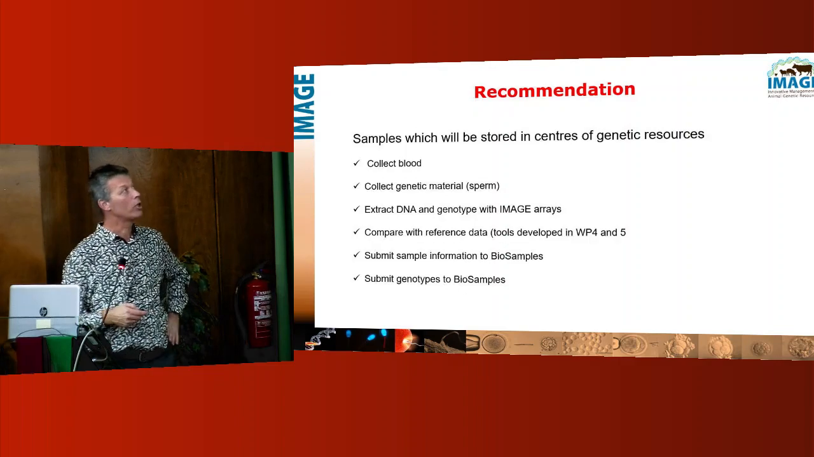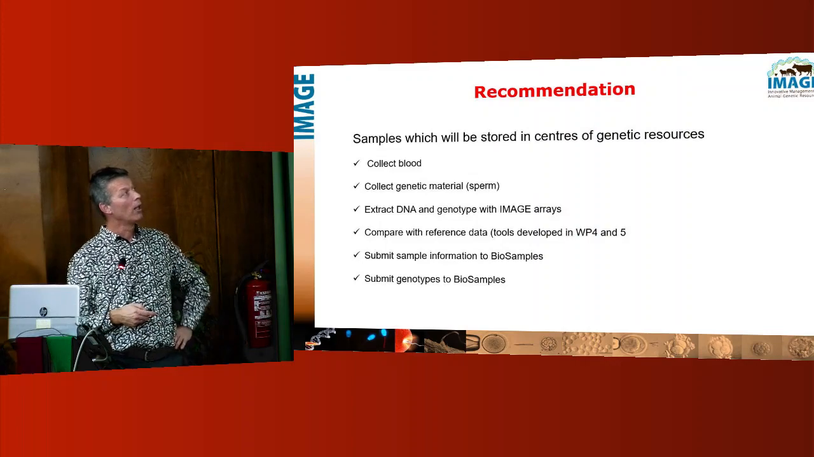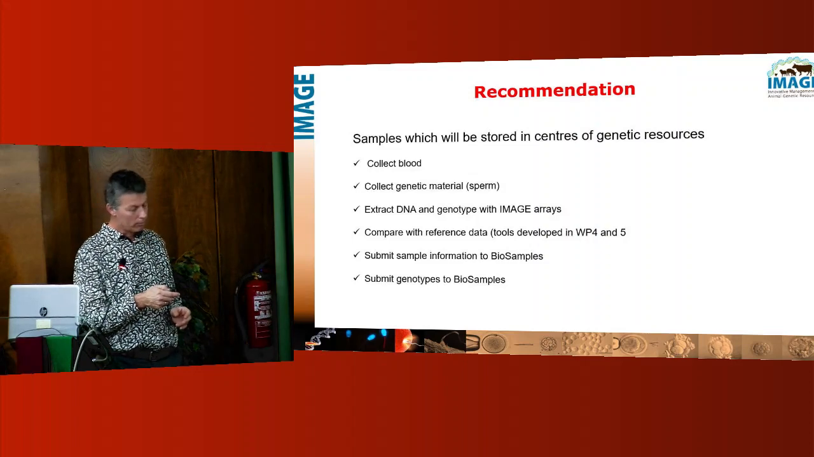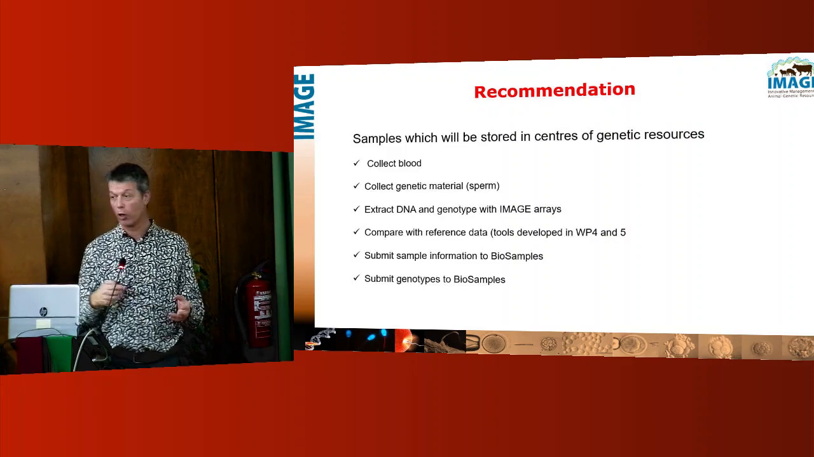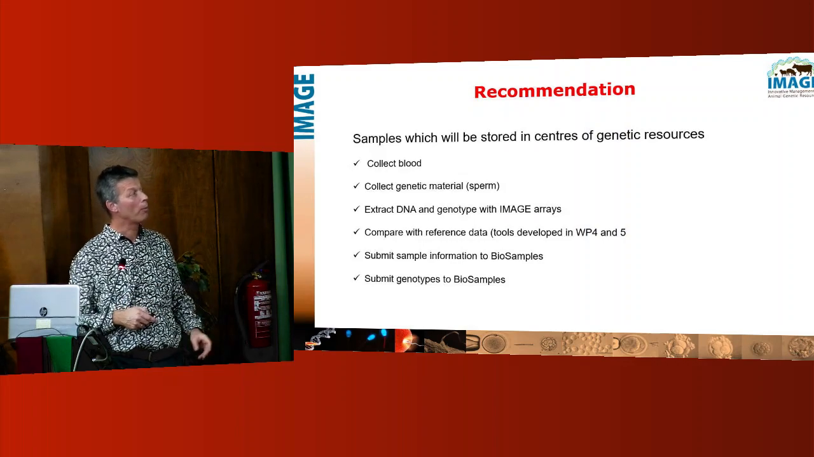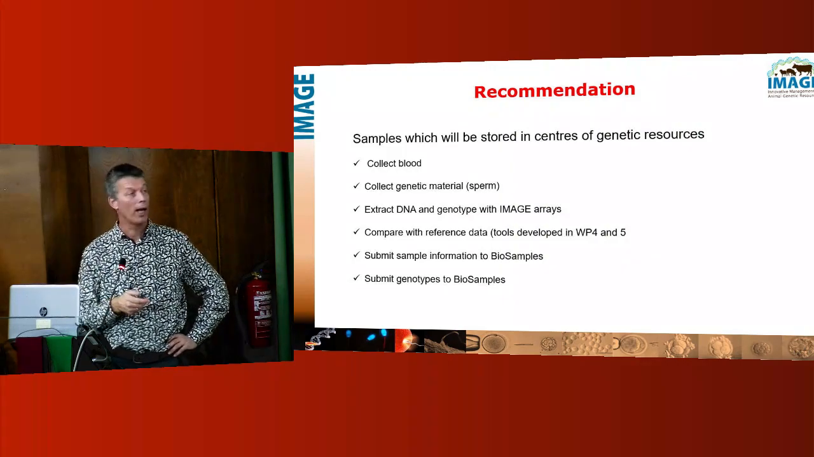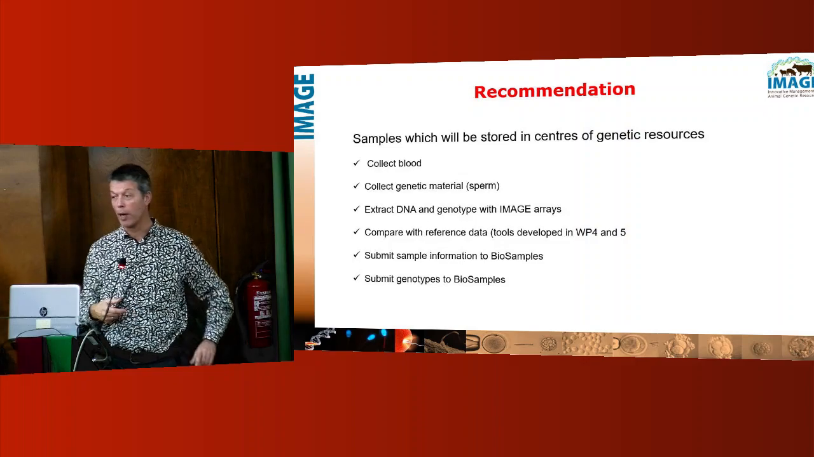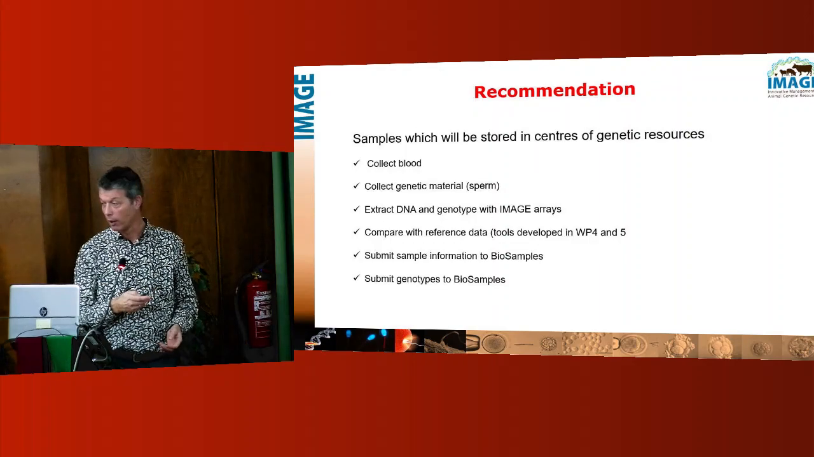What is important there is that the samples which are stored in the Centers of Genetic Resources, it's nice to collect genetic material like sperm and other things, but also collect blood for DNA extraction. Genotype the animals, preferably with the IMAGE array, so that we can compare. Use the tools which are also developed in Work Package 4 and Work Package 5. Samples should be submitted to BioSamples, and genotypes can be connected to this BioSamples ID to have a match and make it publicly available.